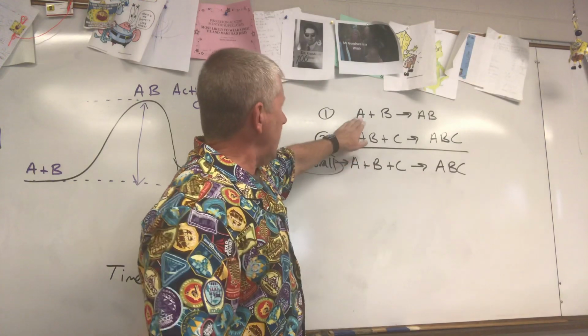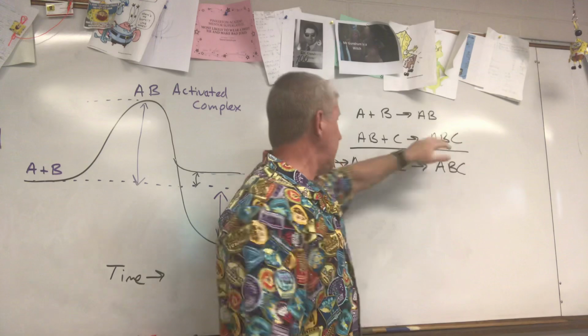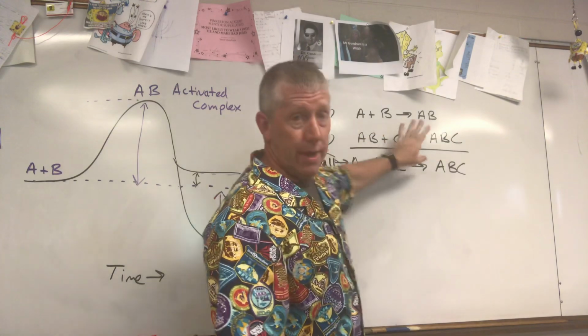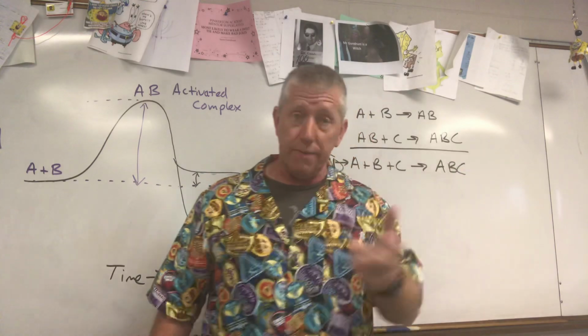Step 1 says A plus B makes AB. Okay, and that would be an activated complex. Then AB reacts with some other chemical and makes ABC, which would be, in my example, a second activated complex.